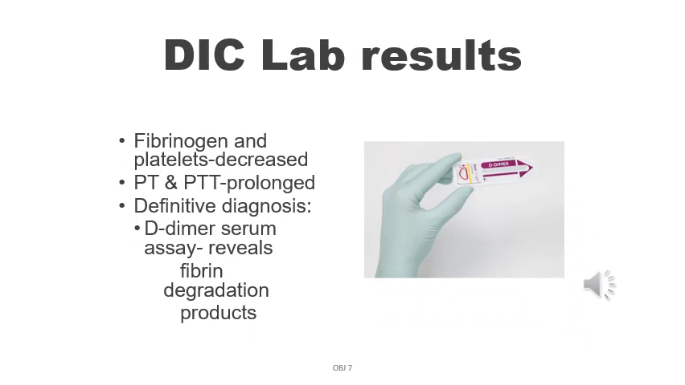With DIC, the lab results that you're going to see: the fibrinogen and the platelets will be decreased. PT and PTT will be prolonged. A definitive diagnosis of DIC is a positive D-dimer. Typically that should be negative. D-dimer is a specific measurement of the fibrin degradation activity that may be ordered. Fibrin degradation is a component of the blood produced by clot degeneration.